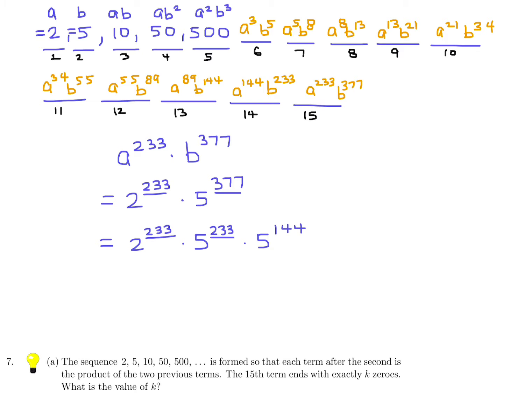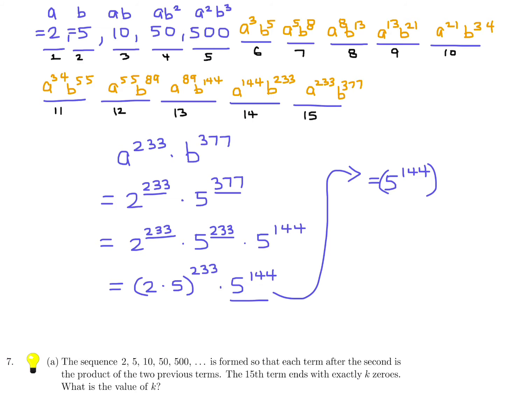Now the exponents are the same, so those bases can be combined as follows: 2 times 5, all to the power of 233, times 5 to the power of 144. Hope that makes sense. Now this 5 to the power of 144, I'll just put out front. That's some big number, whatever it is, it's not important. But what is important is this part right here. 2 times 5 is 10. So we have 10 to the power of 233. So you've got this big number, 5 to the power of 144, times 10 to the power of 233, which is essentially 0, 0, 0, dot, dot, dot, 0, 0, 0.